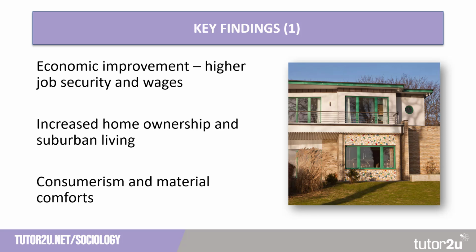And thirdly, consumerism and material comforts. The researchers observed that affluent workers had embraced consumerism, with many families owning cars, televisions, washing machines and other consumer durables. These material comforts were previously associated with the middle class and indicated a shift in lifestyle.